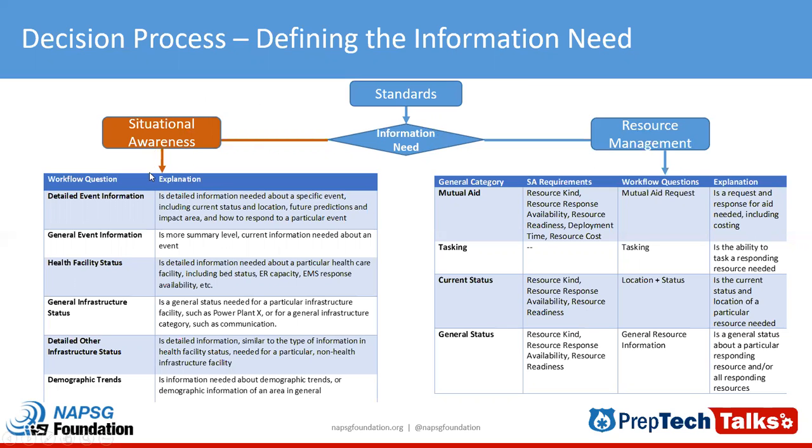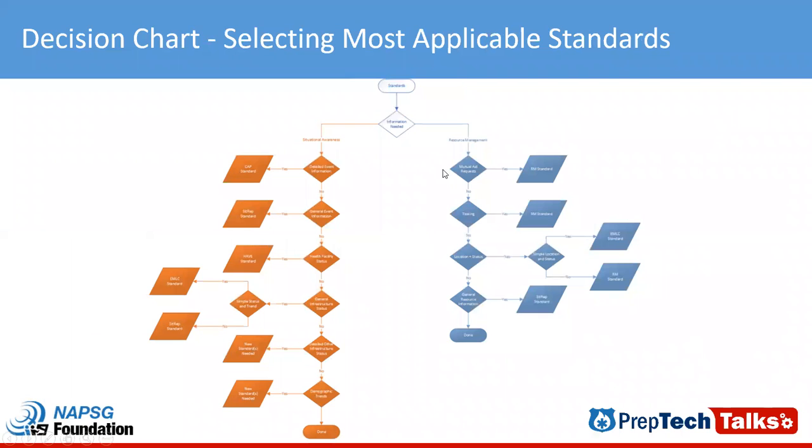So there's a suite of workflow questions for situational awareness as well as a suite of items characterizing resource management. But it's really about you defining your information need. And next I have a decision chart in terms of selecting that interoperable standard.